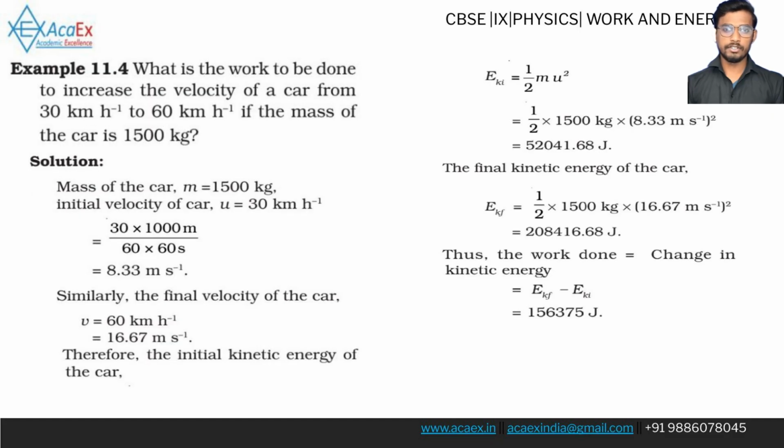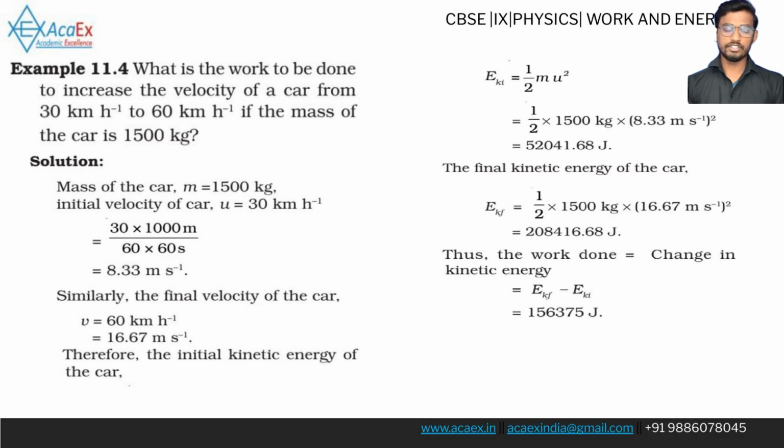What is the work to be done to increase the velocity of a car from 30 kilometers per hour to 60 kilometers per hour if the mass of the car is 1,500 kilograms? Solution: mass of the car, m equals 1,500 kilograms. Initial velocity of car, u equals 30 kilometers per hour. Converting to meters per second, u equals 30 multiplied by 1000 meters divided by 60 multiplied by 60 seconds, which equals 8.33 meters per second. Final velocity of the car, v, equals 60 kilometers per hour, which equals 16.67 meters per second.